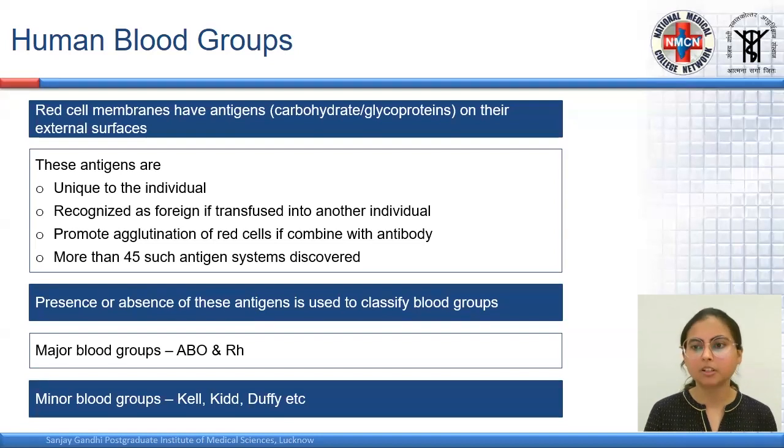And as per ISBT, the International Society of Blood Transfusion, till 2023, we have recognized 45 such antigen systems, which are blood groups. The presence or absence of these antigens is used to classify these blood groups. Major ones are ABO and RH. Minor ones are many, for example, Kell, Kidd, and Duffy.